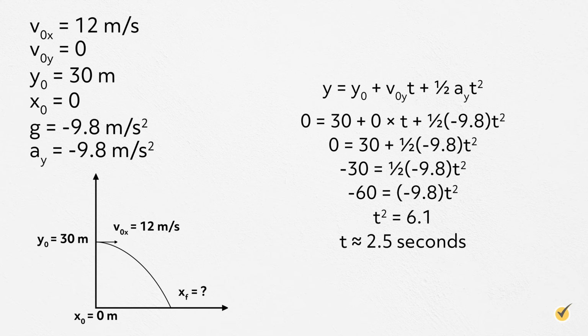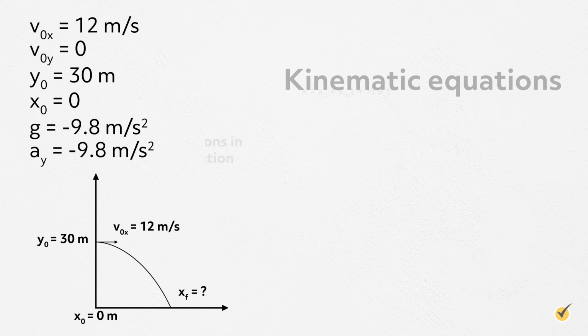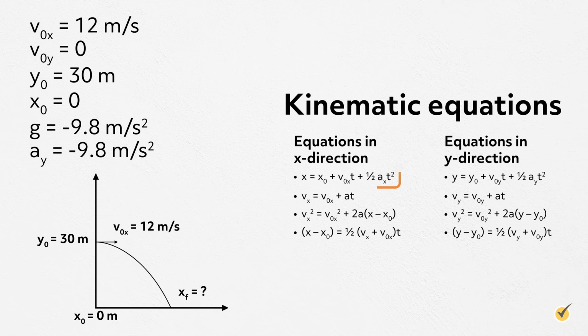Now we can find how far away the ball lands. Looking back at our equations, it makes sense to use the same equations, but for the x components this time. Remember, there is no acceleration in the x direction, so that is 0, eliminating the last term.